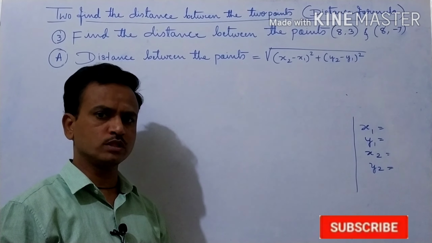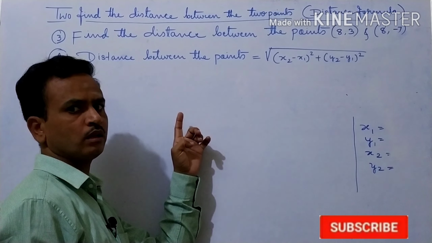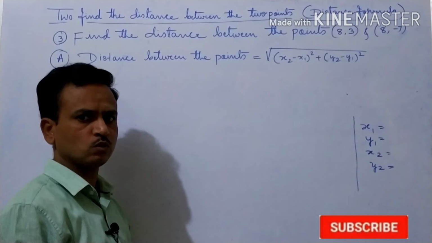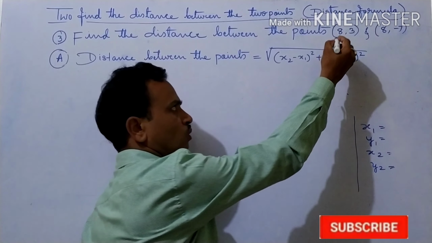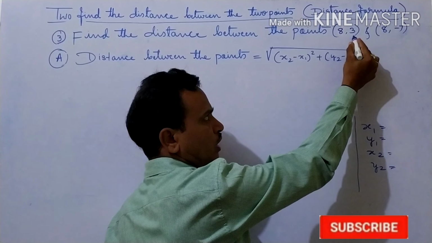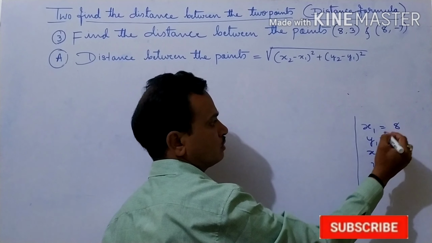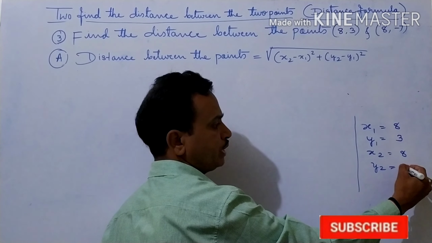Third question on the same distance formula. What is your third question? Find the distance between the points (8, 3) and (8, minus 7). Use the same formula: square root of (x2 minus x1) whole square plus (y2 minus y1) whole square. Here take x1, y1, x2, y2. So x1 is 8, y1 is 3, x2 is 8, y2 is minus 7.